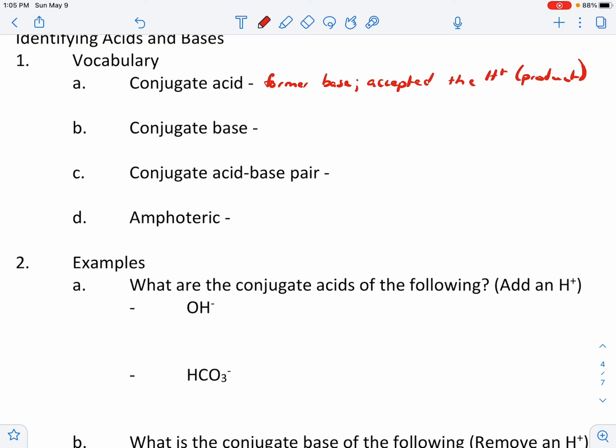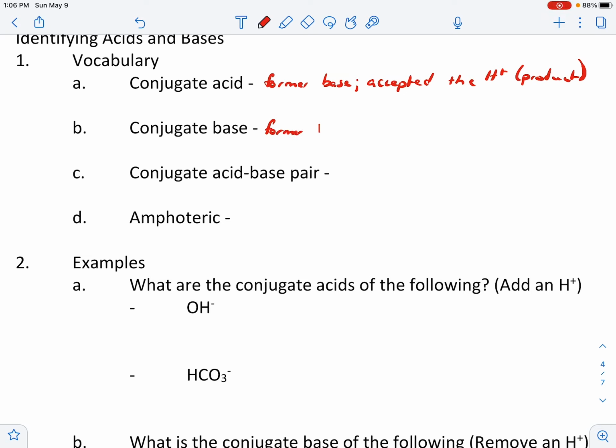Then we have our conjugate base. So this is our former acid. So on the reactant side, this was the acid. So this is the one that donated the H plus. But again, it's on the product side we're talking about.